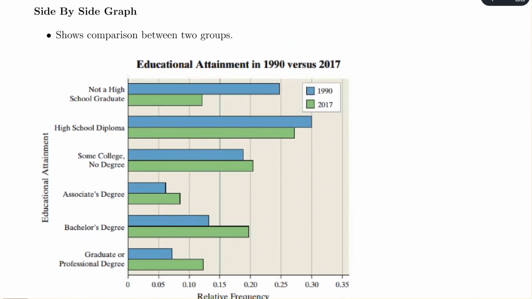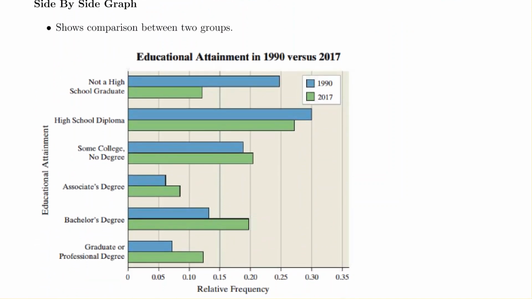A side-by-side graph is essentially another type of bar graph that compares two groups. In this case, we actually have the relative frequency on the x-axis. That's totally fine. We can always change it. Depending on the data, sometimes we want to present it this way. And on the left side is education attainment, so each category. And within each category, there are also two groups.